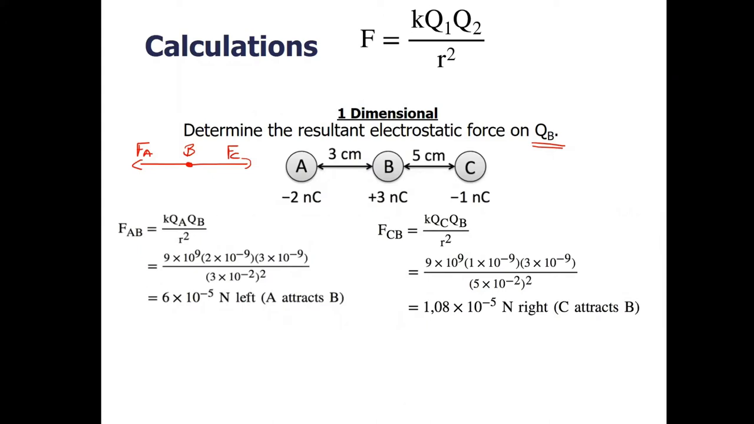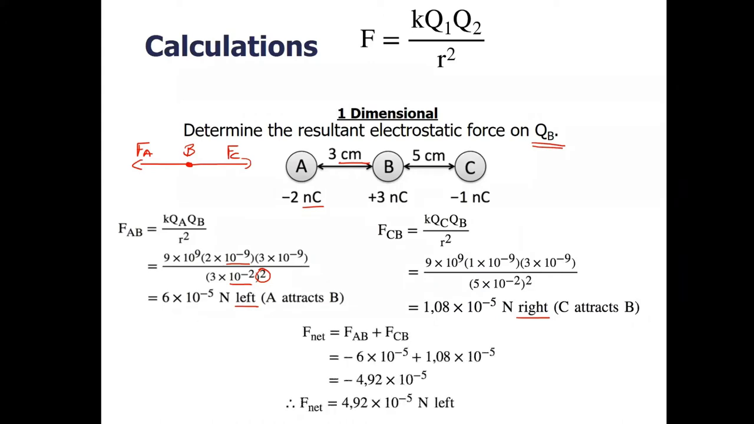So now we plug in everything. Make sure that you're converting your nanocoulombs to coulombs by adding the times 10 to the minus 9. Make sure that you are converting your centimeters to meters by adding the times 10 to the minus 2. Don't forget to square your distance. And then when you get your two answers, the force of A on B is to the left and the force of C on B is to the right. If you put your directions in at this point, it does help you to go further. The one's to the left, the other one's to the right. So we subtract the two and it's in the bigger one's direction. So your resultant force is to the left.